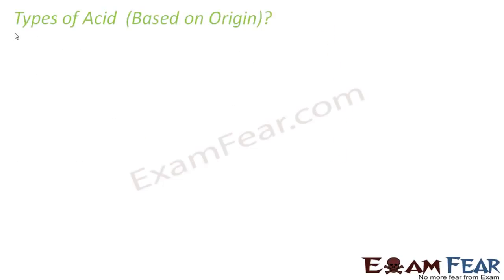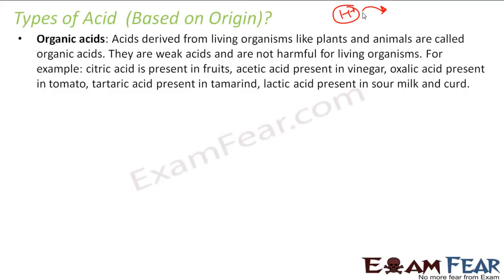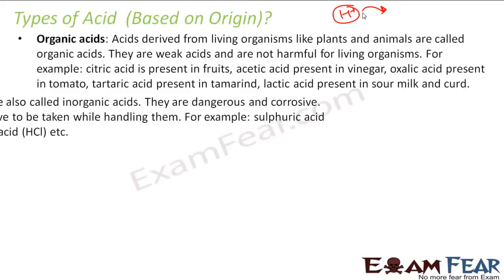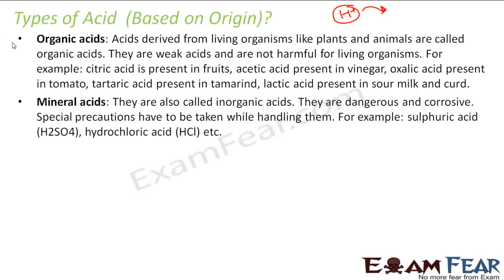So we have acids now, right? An acid is something which can donate H plus ion. We also categorize types of acids based on the origin. We define them as organic acids and mineral acids. So we have two different types based on origin.